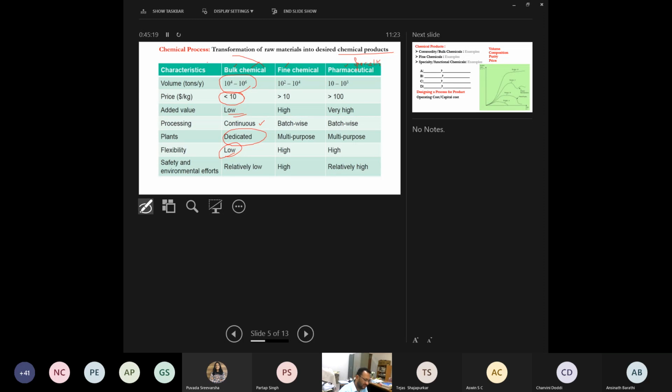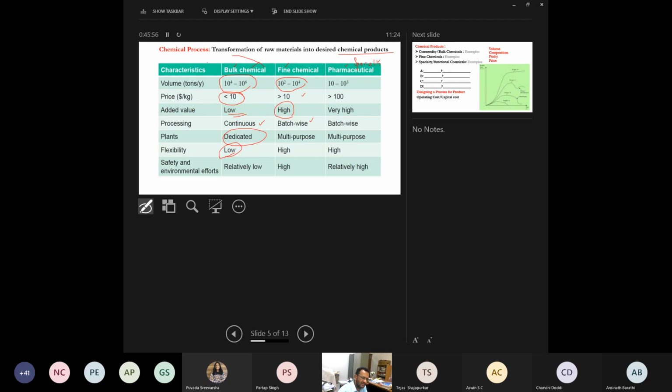Fine chemicals means, for example, solvents, dimethyl, acetic acid. These are called fine chemicals. The order of magnitude will be around 10^2 to 10^4 tons per year, and the price will be on the higher side. It has some better value. Both bulk chemicals and fine chemicals are identified based on purity and composition, but sometimes they are undifferentiated. Most of these fine chemicals are produced batch wise.